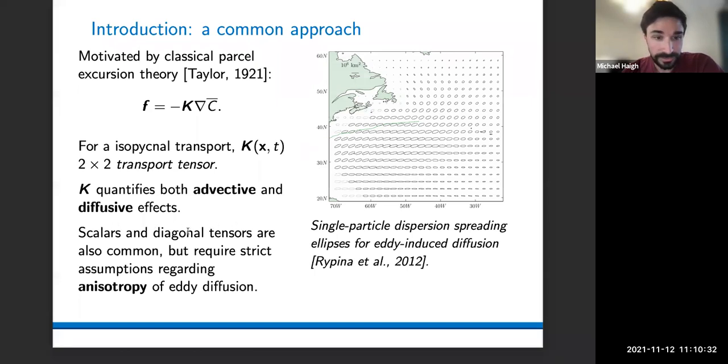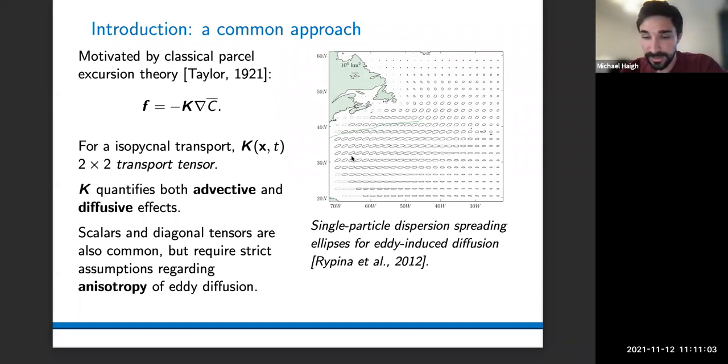So both scalars, diagonal tensors, and the transport tensor are all able to account for the inhomogeneity of eddy transport. By that I mean they're all able to have some kind of dependence on space, such that they can quantify the fact that the eddy transport depends on where you are in the ocean. But the scalars and diagonal tensors are much poorer when it comes to modeling the anisotropy of eddy diffusion.